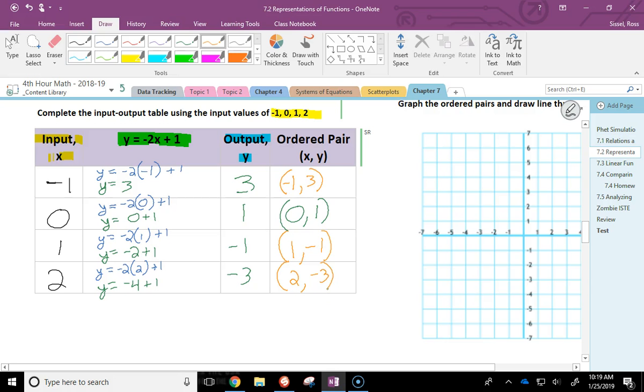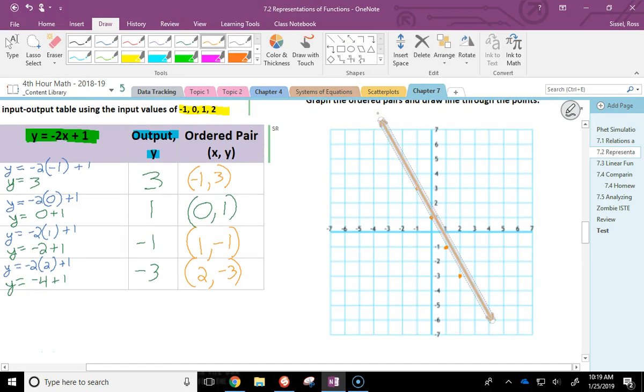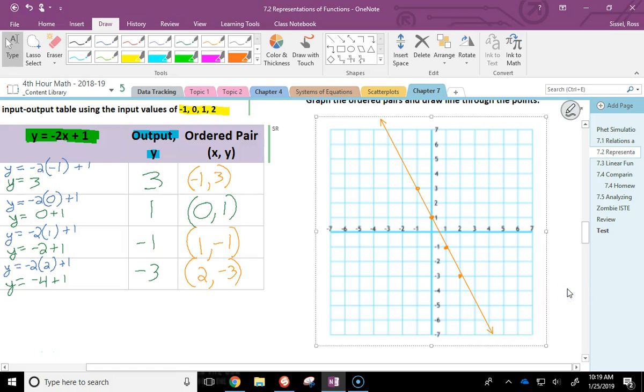Once you have all this, all we have to do is now graph the ordered pairs and make our line. So I know my ordered pairs were negative 1 and 3. Negative 1, up 3. 0, 1. 1, negative 1. 2, negative 3. Should be in a line. So then I have my line.